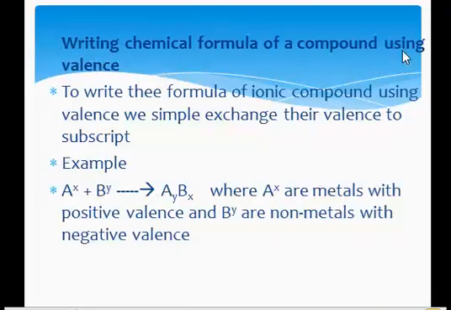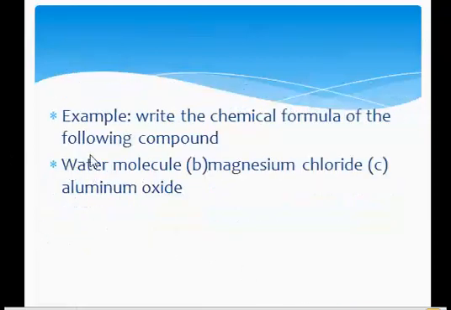So, writing chemical formula using valency. To write the chemical formula of an ionic compound using valency, we simply exchange the valence to subscripts. I've actually talked about this. We exchange valency. Now let's look at an example. Write the chemical formula of the following: water molecule.